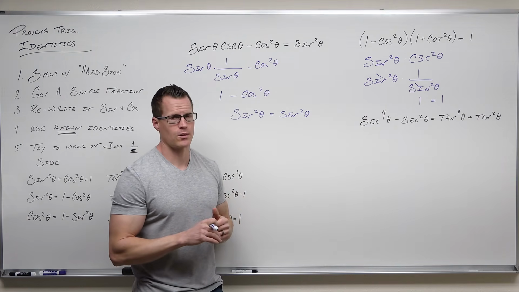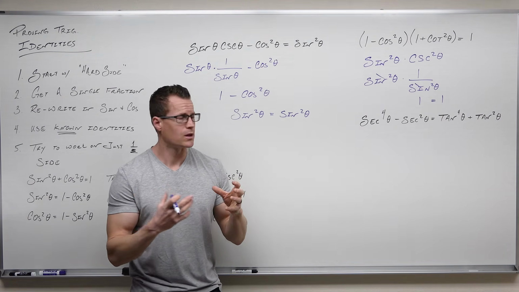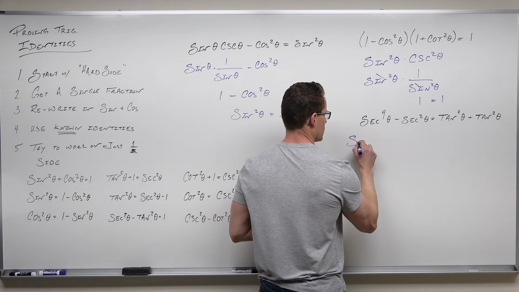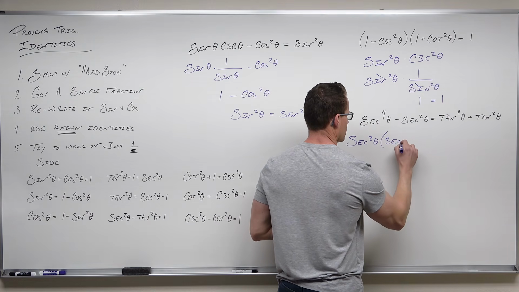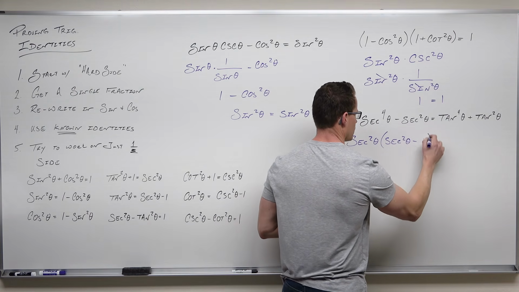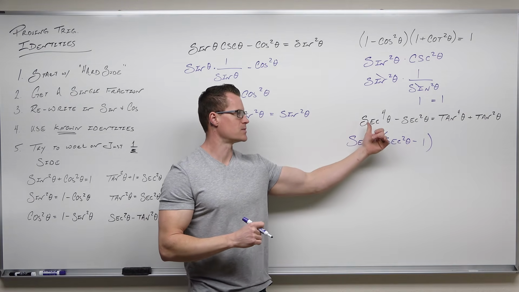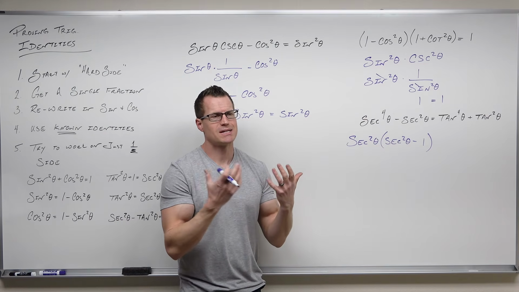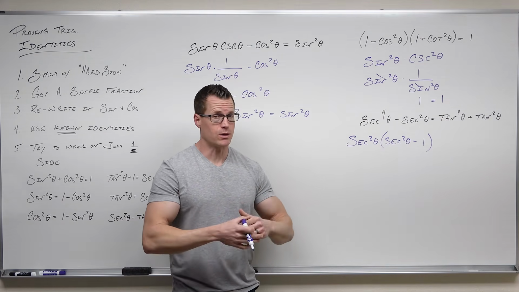I don't like the fourth power anyway. I'm going to factor out a secant squared theta. That would be a little more simple. So let's simplify that by factoring. Factoring out secant squared theta, we get secant squared theta times secant squared theta minus 1. You can see by distribution that's true. It's just basically like having x to the fourth minus x squared. You're factoring a GCF. Now let's reevaluate.